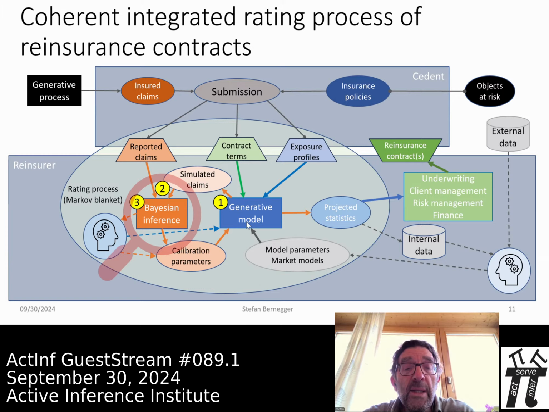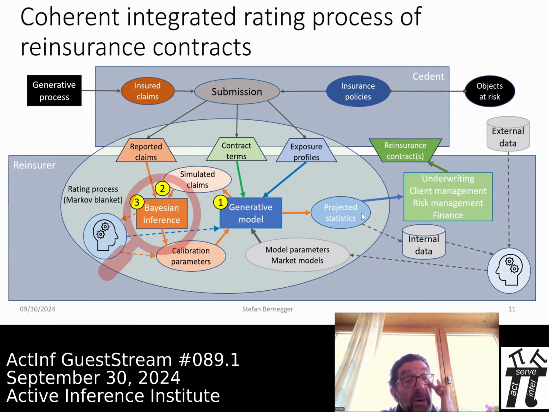But once this is done, then you can basically standardize this part here. The model has to produce some claims in a standard format. You compare them with the reported claims, and you then come up with some calibration parameters, which you feed back into your model. And once this is calibrated, you can then apply it to the future and do everything you need to do on this right-hand side. So that's basically the magic here.